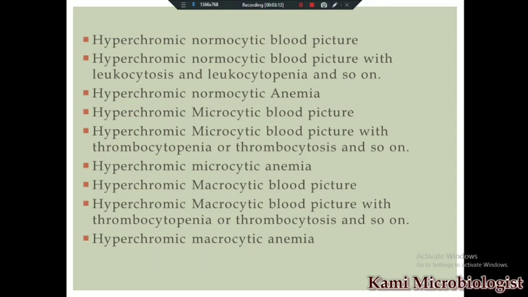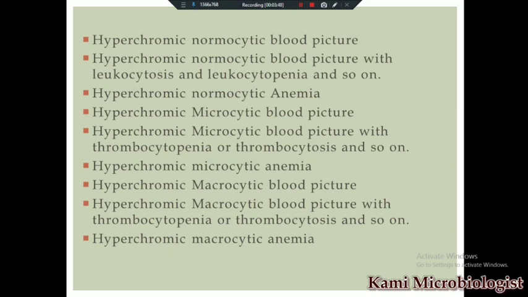When you want to give a comment like hyperchromic macrocytic blood picture with thrombocytopenia, thrombocytosis, leukocytopenia or leukocytosis, that comment is given when you see in the CBC report that the MCHC and MCH values are high, the MCV value is low, and the platelet value is high or low. Then we give hyperchromic macrocytic blood picture with thrombocytosis or thrombocytopenia, or we can say with leukocytosis or leukocytopenia if the TLC is high or low.